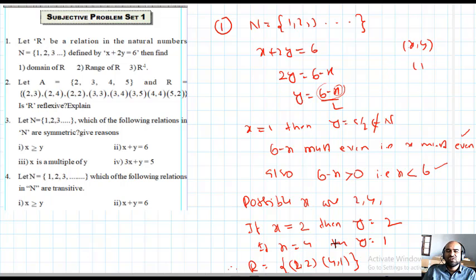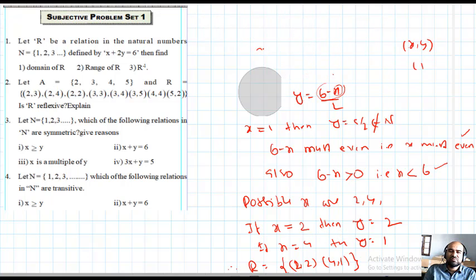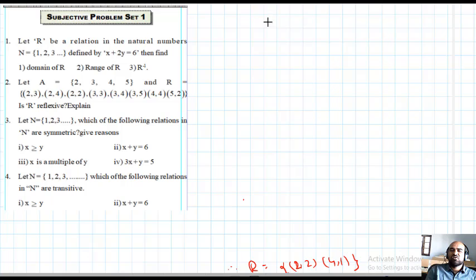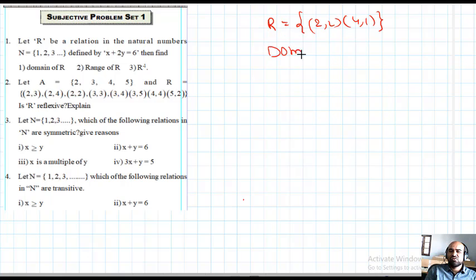Now, everything you can write. What is the domain, what is the range, what is the R inverse, everything you can write. Now, I want to write here. So, now you got R. R equal to 2 comma 2 and 4 comma 1. In this relation, the set of first components is called the domain. Domain of R equal to set bracket 2 comma 4.